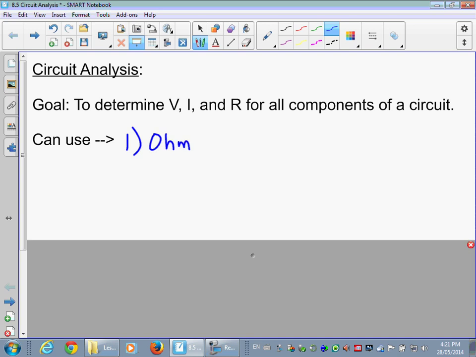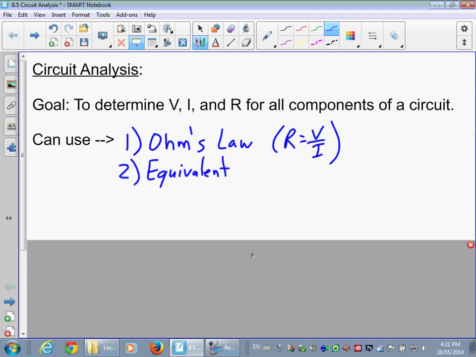Ohm's law, where R is equal to V over I, or we rearrange this to say V is equal to I times R. We can use equivalent resistance. That is using the series and parallel formulas for resistance in order to take two resistors and combine them as if they were just one resistor.